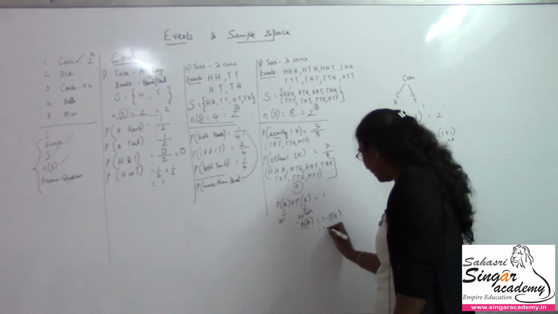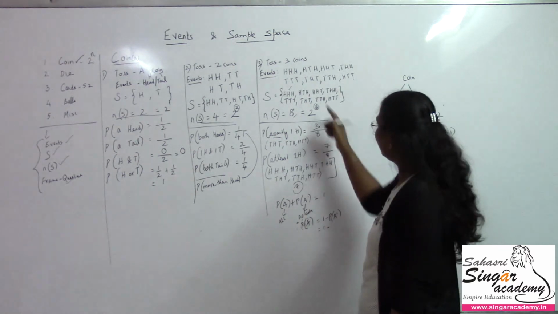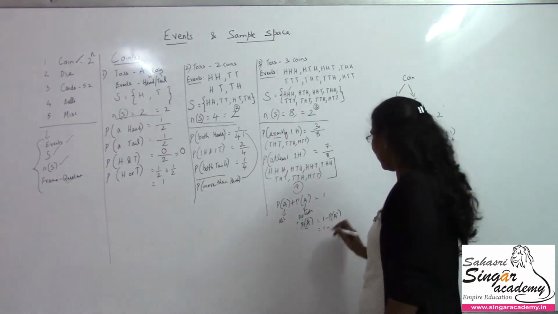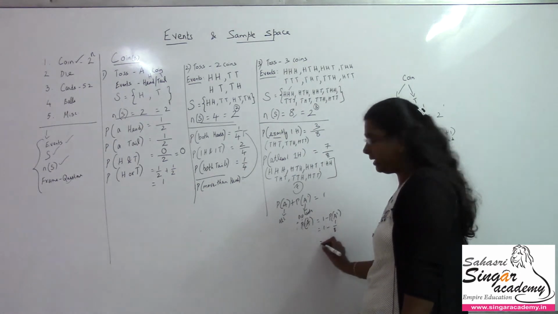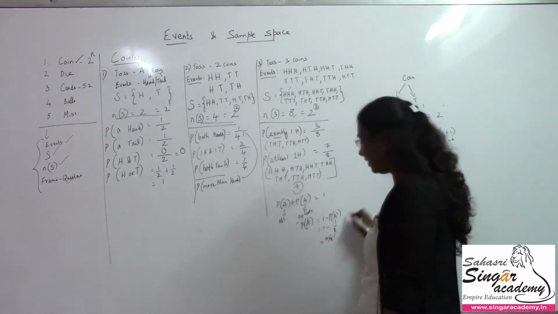அப்போ என்ன பண்ணலாம்? 1 minus, what is P of A dash? No heads. எந்த கேஸில் no heads இருக்குது? Tail, tail. So directly 1/8. So this will be 7/8. Most of the cases இது தாங்க ஹெல்ப்ஃபுல்லாக இருக்கும்.